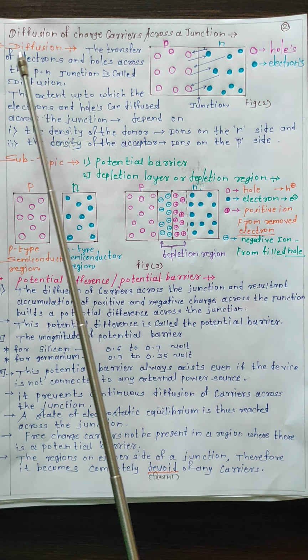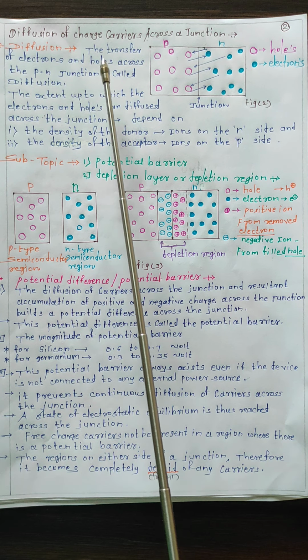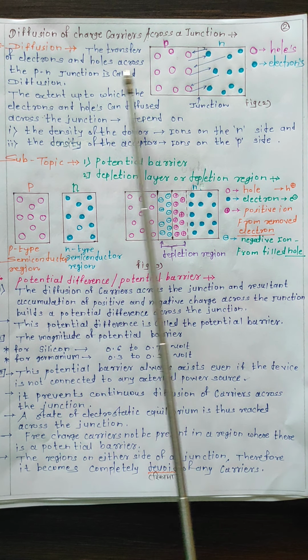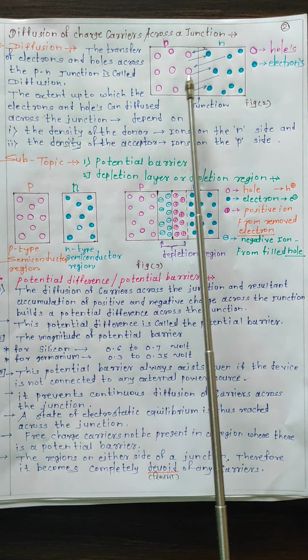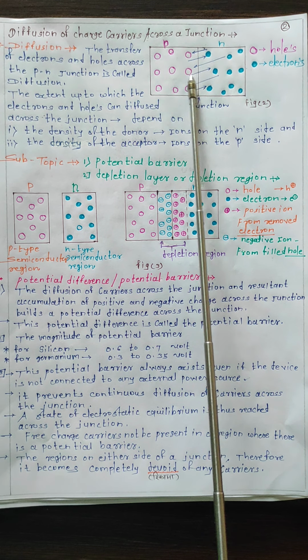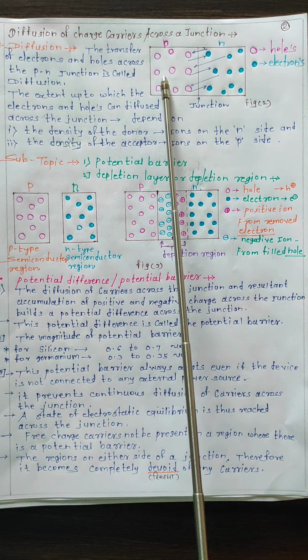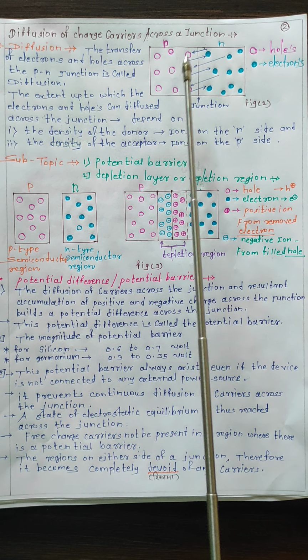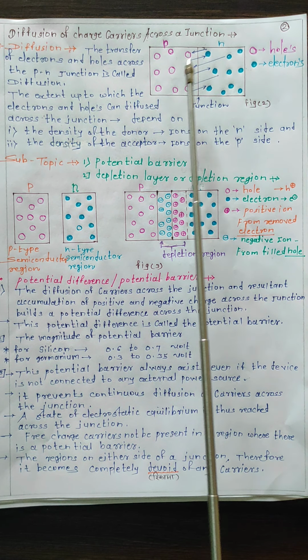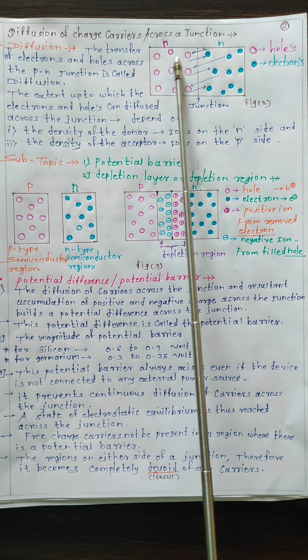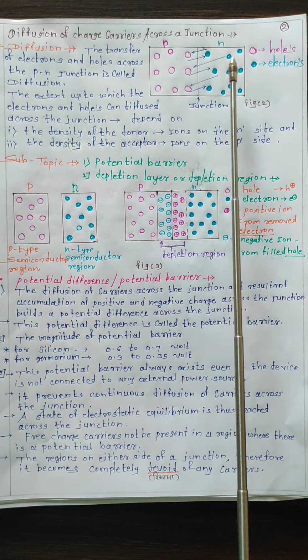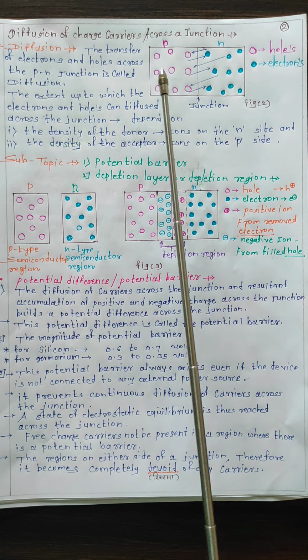Then next, second, the diffusion of charge carriers across the junction. Again the definition of diffusion is the transfer of electrons and holes across the PN junction. In that junction there is a transfer of electrons and a transfer of holes, that means electrons from N to P and holes from P to N. So this is called diffusion.